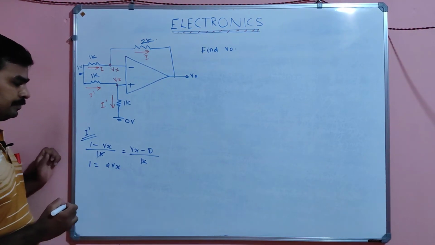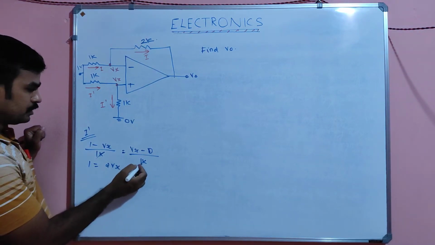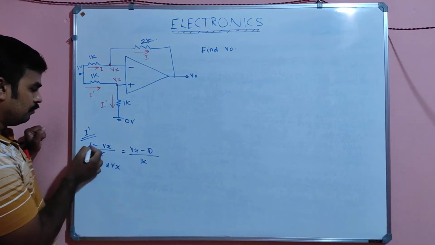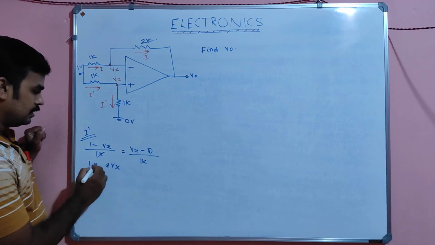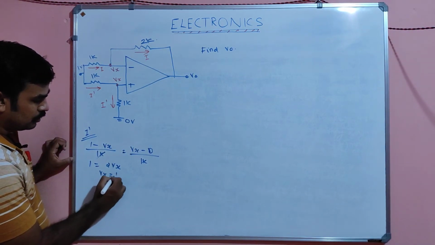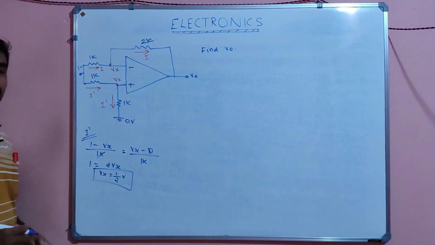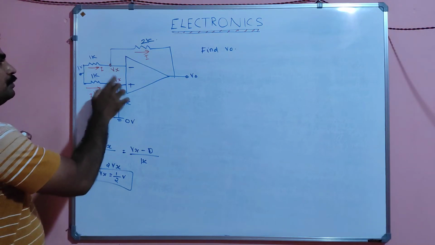Am I right, my dear? Because 1k means 1, 1 minus Vx equal to Vx, or 1 equal to 2 Vx, or simply Vx equal to 1 by 2 volt. So you got the Vx value.